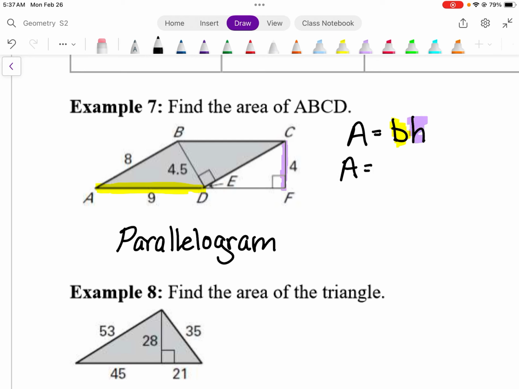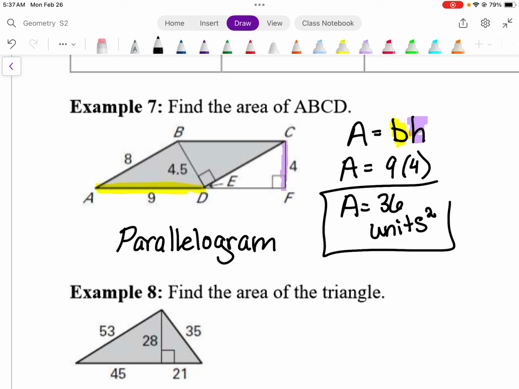So this one, our area is going to be equal to 9 times 4. And that will end up being 36 units squared. And that's our answer.